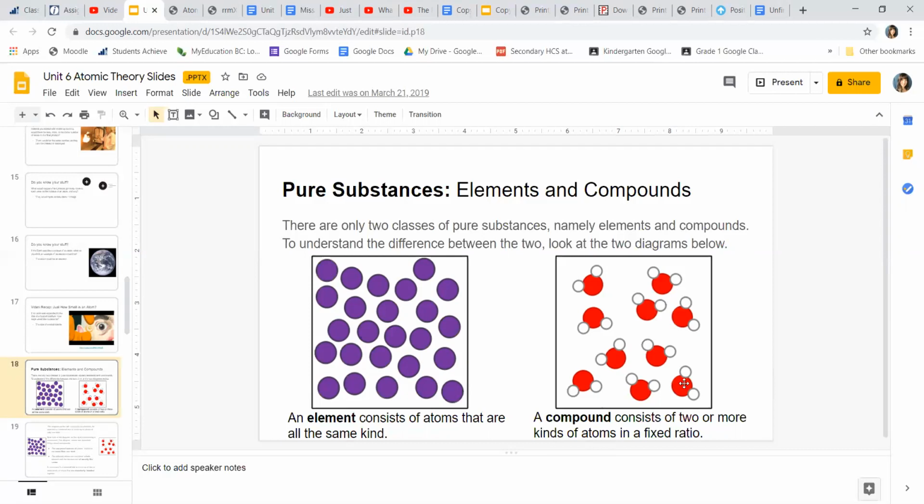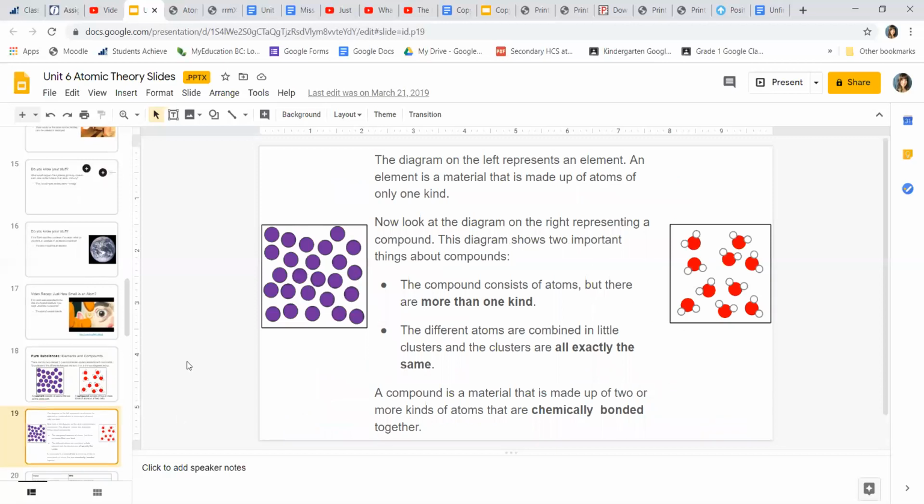A compound, just think of it this way: you have two or more kinds of atoms, so they're not all the same. Two or more different kinds of elements coming together and having a fixed ratio just like this. So let's keep digging into that one here. On the left side, this represents an element because everything is the same. There's nothing different. They're all these nice little purple dots, the same size, everything like that. It is all just an element.